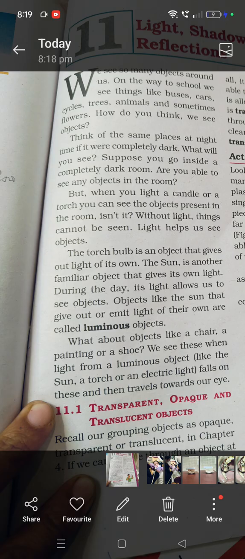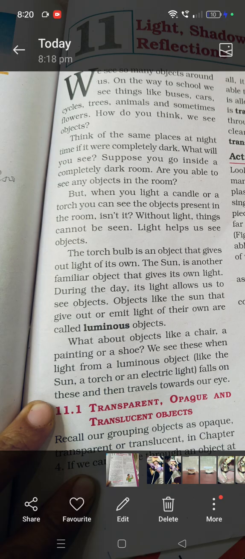The torch, ma'am, can I tell the definition? No, wait, beta. A torch bulb is an object that gives out light of its own. The sun is another familiar object that gives light of its own. During the day, its light allows us to see objects. Objects like the sun that give out or emit light of their own are called luminous objects.